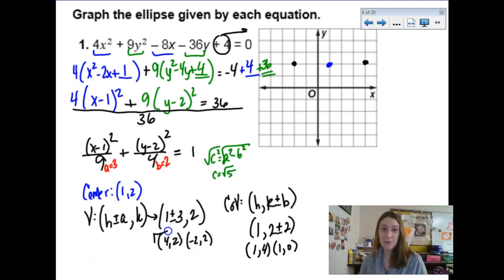And then remember, these were the major axes vertices, so they did get plotted at 4, 2, and negative 2, 2. So, yay us. Your co-vertices would be in the vertical direction, a distance of 2 units, so up 2, down 2.